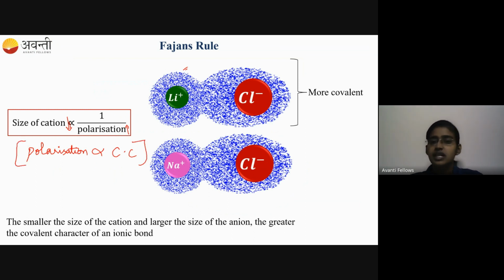So is this clear for all? JNV Ramnagar students, is this clear for you? Shall I move on to the next slide?